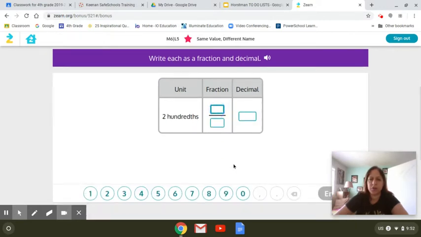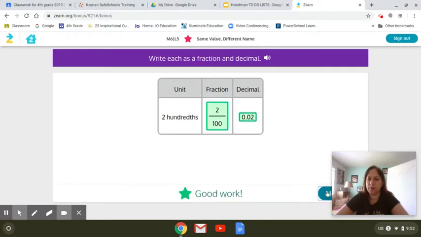How would I do 2 hundredths? 2 out of 100. And if you think about it, this would be 0 point. Now, if I put this, that would be 2 tenths. I don't have any tenths. I only have 2 hundredths. So it would be 0.02.